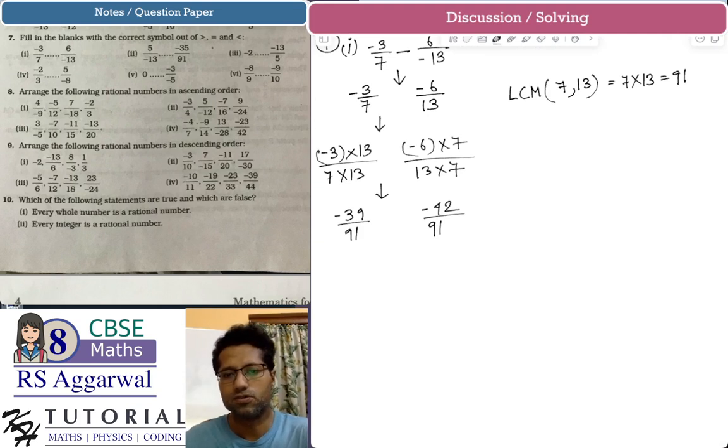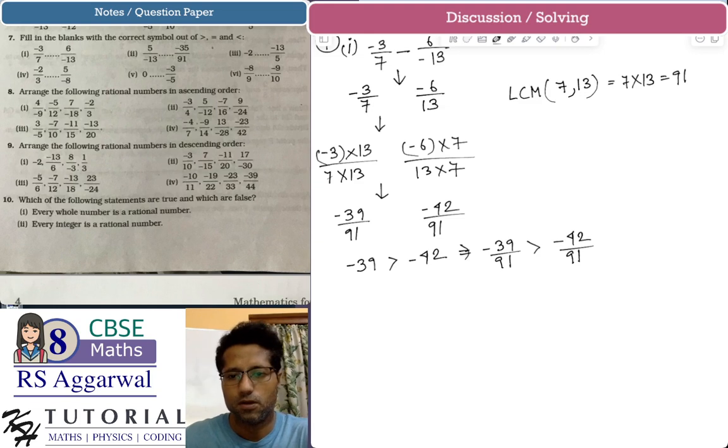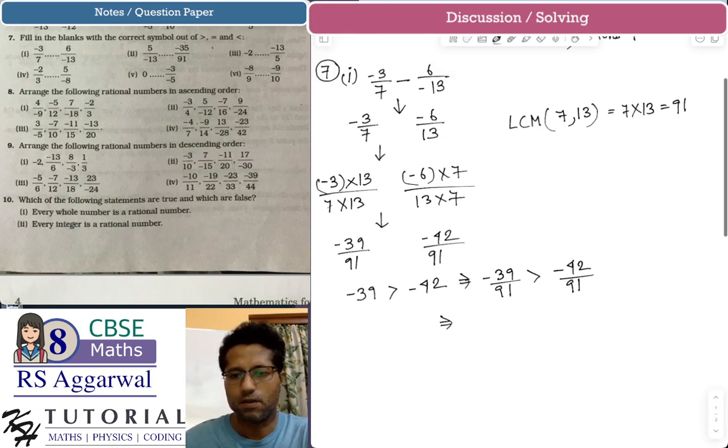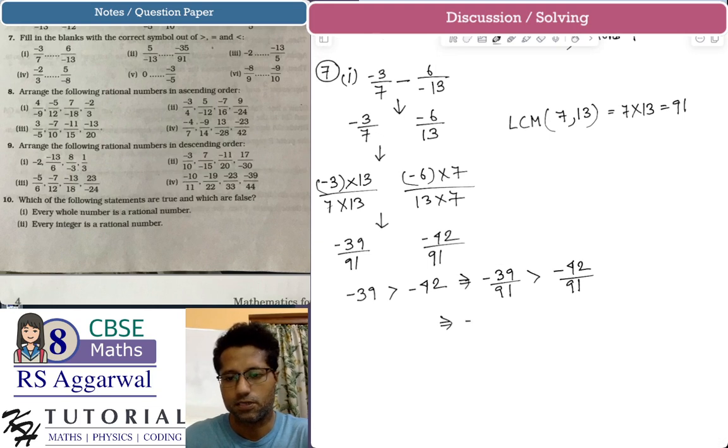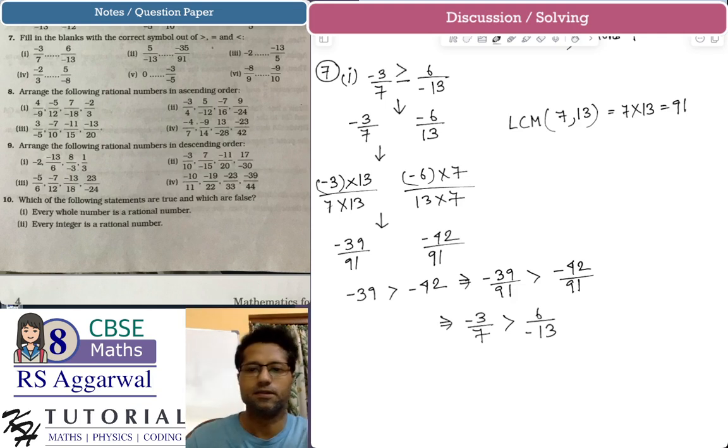Now we can compare them based on the numerators, and we know that minus 39 is greater than minus 42. So this implies minus 39 by 91 is greater than minus 42 by 91. The original rational number for minus 39 by 91 was minus 3 by 7, and for minus 42 by 91 it was 6 by minus 13. So we see that minus 3 by 7 is greater than 6 by minus 13. So over here, filling the blank, the relational operator should be greater than.